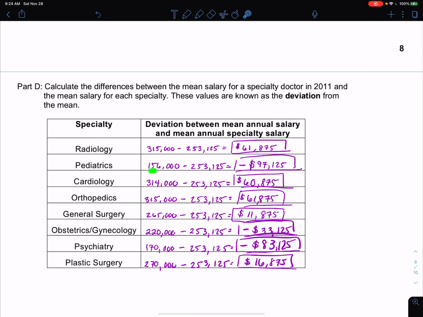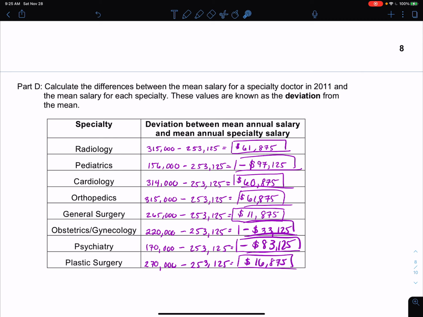We did the same thing for pediatrics. We took the average for pediatrics from the table, the $156,000, and subtracted the mean, the $253,125. And here we got a negative answer. So we have negative $97,125. So what that negative deviation means is that pediatrics make less than that average that we calculated. The positive value in radiology means that radiologists made more than that average salary that we calculated.